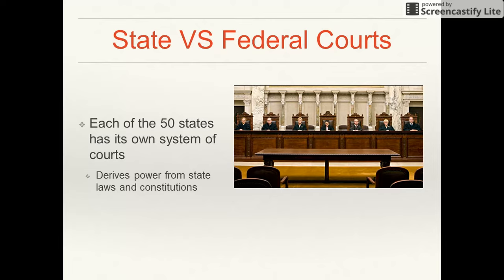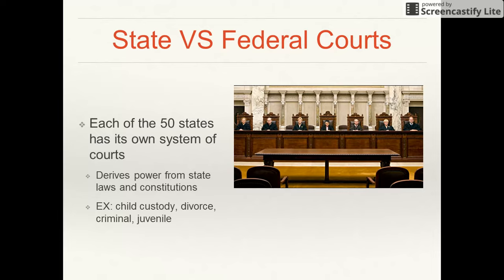These state courts derive all their power from state laws and state constitutions. So as I said already, they kind of focus in on state law. And almost all cases are heard in state courts on some level, and most of them in local court cases. So, for example, pretty much all criminal cases, almost all divorce cases, child custody cases, juvenile cases, almost all of them get settled at a local level within the state, whether it be in like a county court or a regional court or a state court.